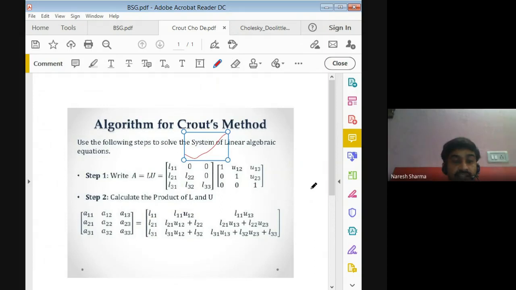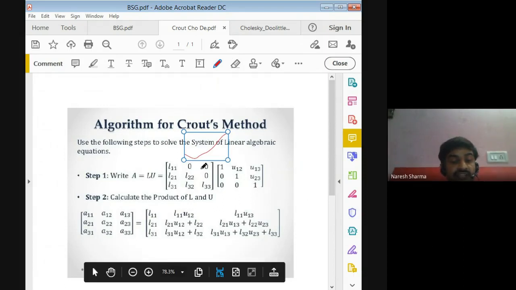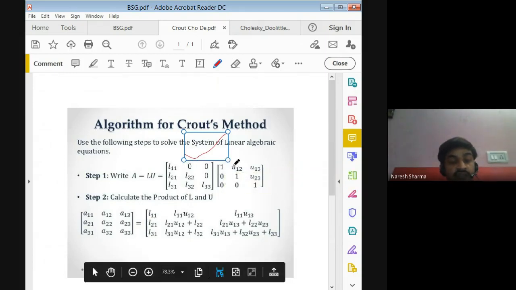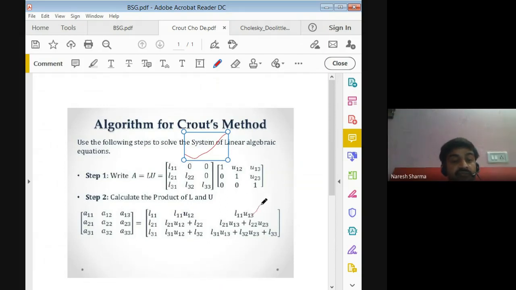So this is a major difference. Once you multiply this matrix L with U, you get this one. You may check this. The first element is L11. Now this multiplied with this is your L11 U12. Then this multiplied with this is your L11 U13. Similarly, you can just cross multiply these two.